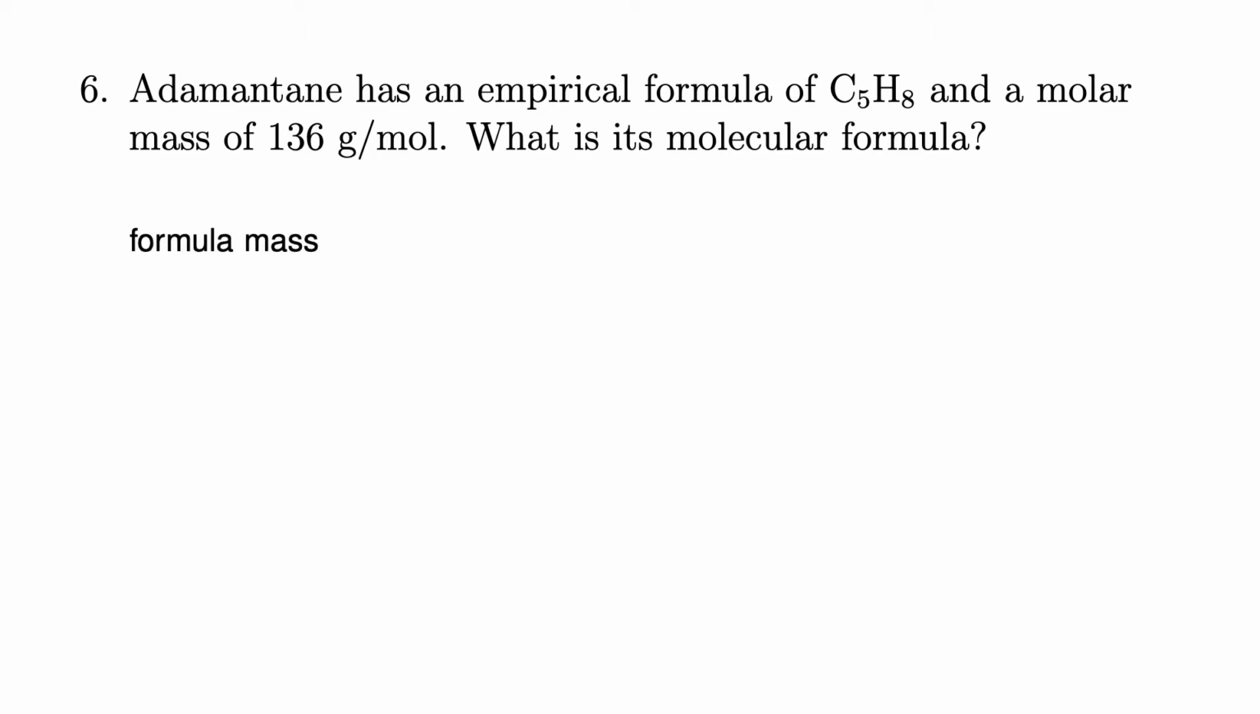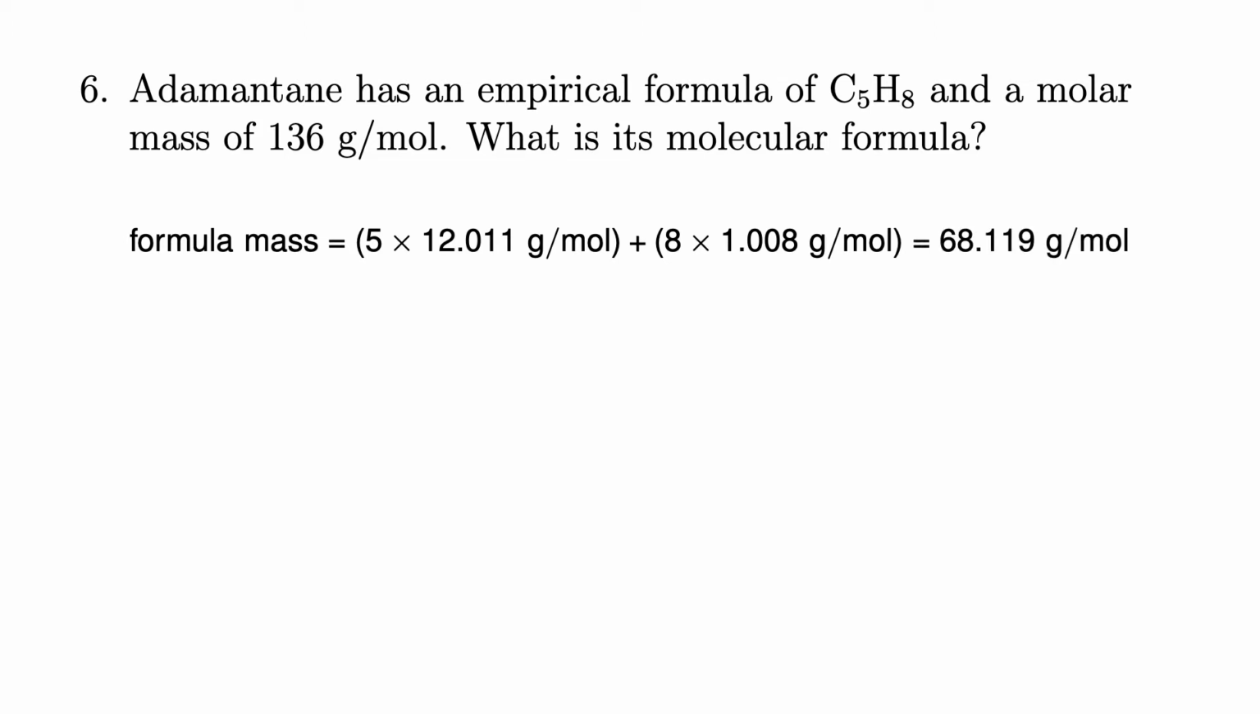5 times the mass of carbon plus 8 times the mass of hydrogen. So 5 times 12.011 grams per mole plus 8 times 1.008 grams per mole, and that all adds up to 68.119 grams per mole. So that is the mass of the C5H8 unit.